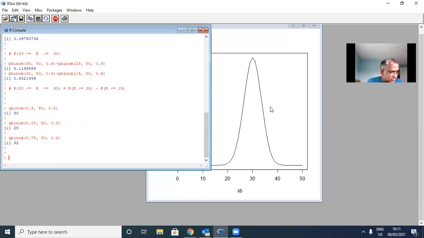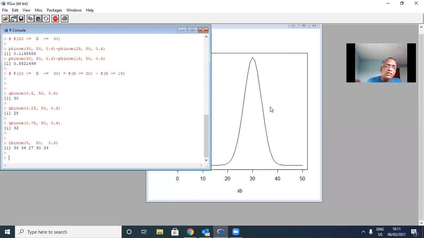Okay, the next thing is to generate random numbers. Suppose you want to generate random numbers from a binomial distribution with parameters 50 and 0.6. And here you have 5 numbers. 5 here denotes the number of random values that you want to generate from a binomial distribution. So these are 5 random numbers from a binomial distribution with parameters 50 and 0.6.